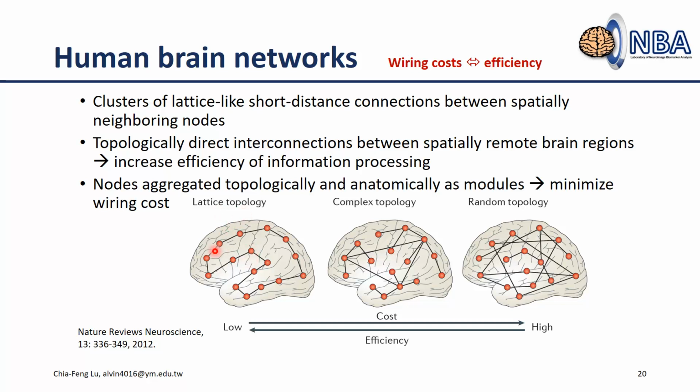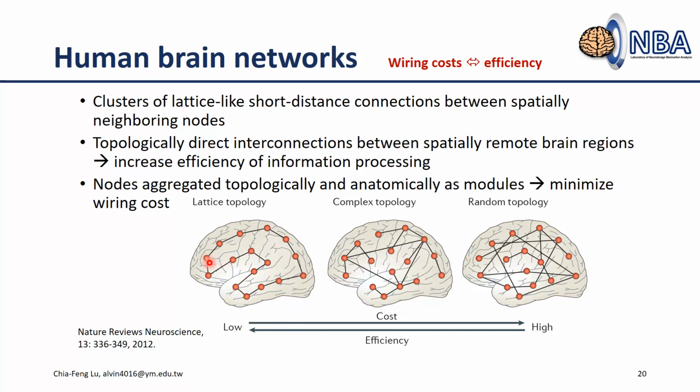Lattice topology is more like a regular connection. You can see the wiring is more like a connection only between a single node and its neighbors. You don't have long connections between two nodes separated too far from each other. You can only have a short connection with your neighbors right here. This kind of wiring is pretty simple. The cost is pretty low. However, the efficiency is also very bad.